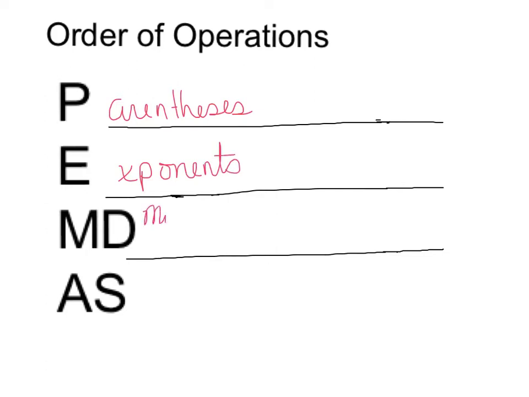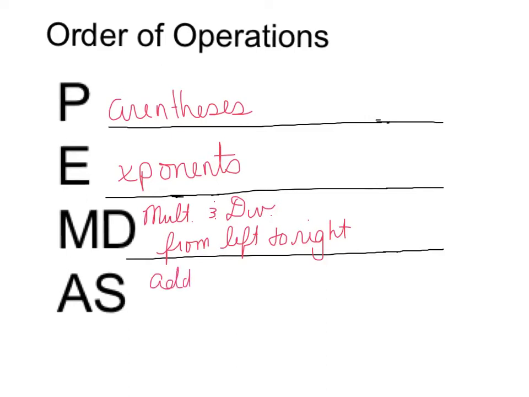Just as a reminder, the P stands for parentheses, the E stands for exponents, MD stands for multiplication and division from left to right, which means if division comes first, you do division before you do multiplication. Multiplication, division go hand in hand. And similarly, the addition and the subtraction will also go hand in hand. They will also be from left to right.